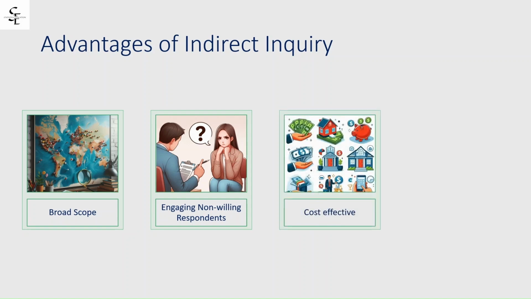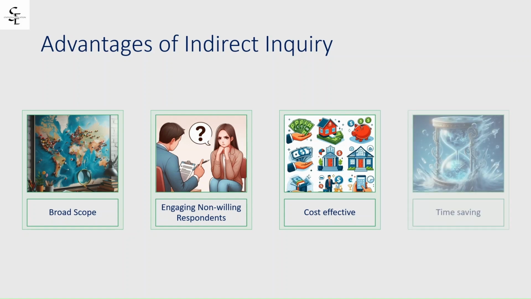The next point is cost-effectiveness. The cost to conduct inquiry on a large scale can be high. Hiring an intermediary with the expertise in the field can comparatively reduce the cost. The next point is time saving. The intermediary has all the tools, resources, and knowledge necessary to conduct the inquiry, which saves time for the research. Moving on to the disadvantages of indirect inquiry.